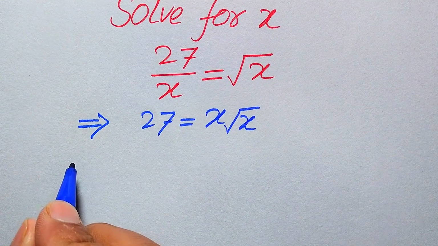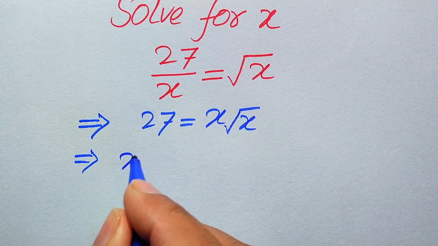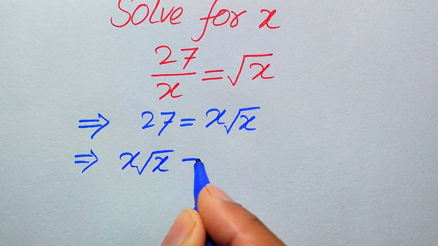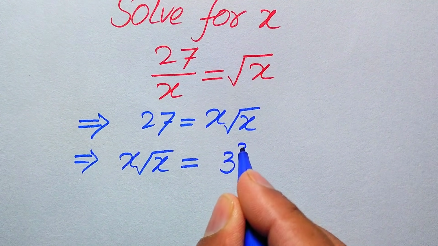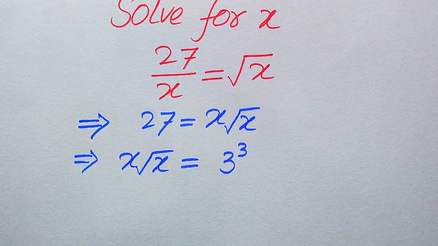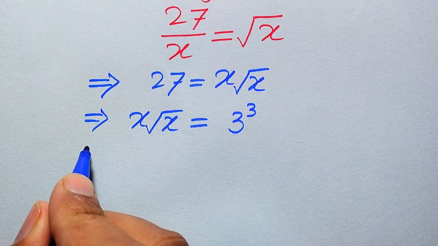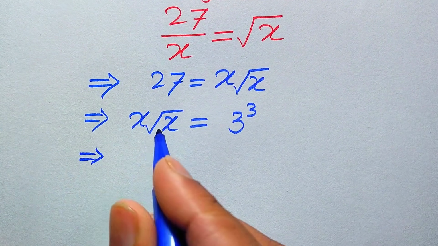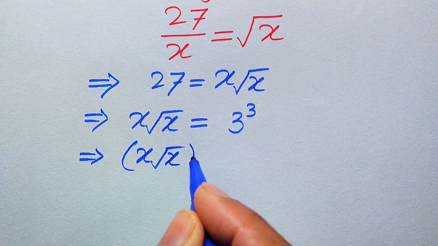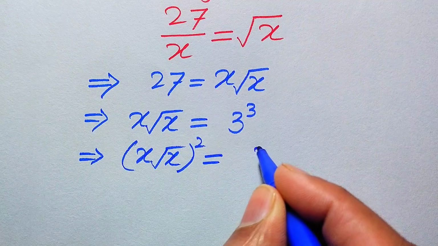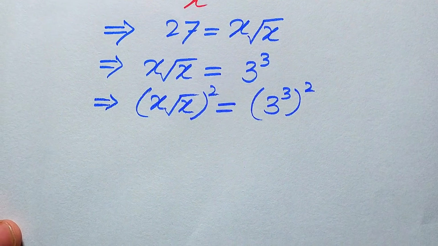And now in the next step, we need to rewrite this equation. First we write our right hand side, here it is x times the square root of x, and we write this 27 as 3 cubed. We know that 3 cubed becomes 27. And now our target is to remove this square root sign, and for this we take squaring on both sides of this equation, and it will be written in this form. This is 3 cubed and its whole square.